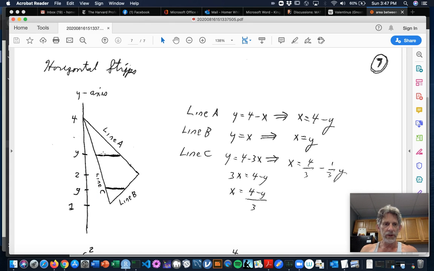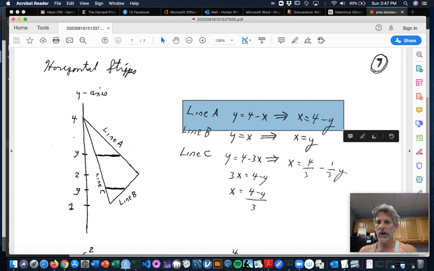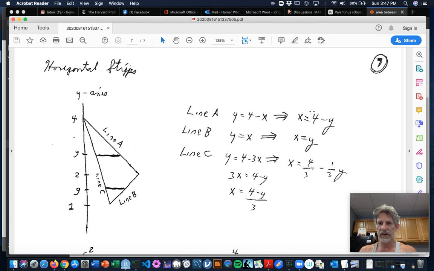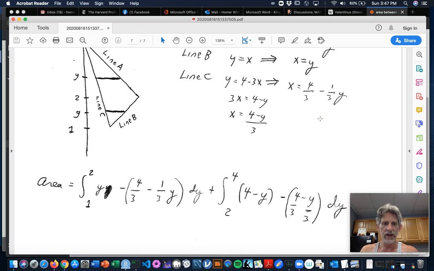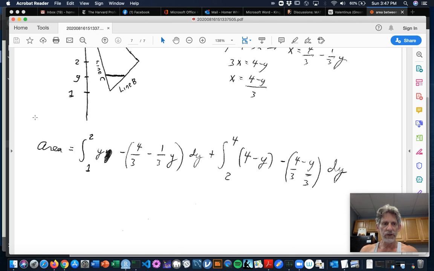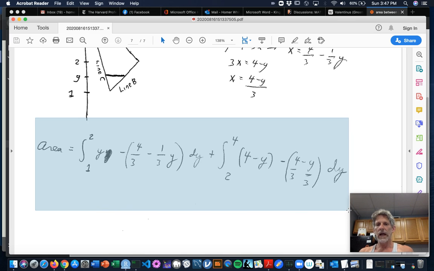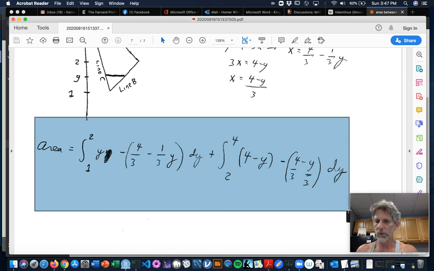And similarly, when you're working at y's from 2 to 4, you're going to need to use line A to get your rightmost x, but you'll express that as 4 minus y. And so that leads to this other setup. Either sum of integrals would result in the same area if I've not made any algebra mistakes along the way.